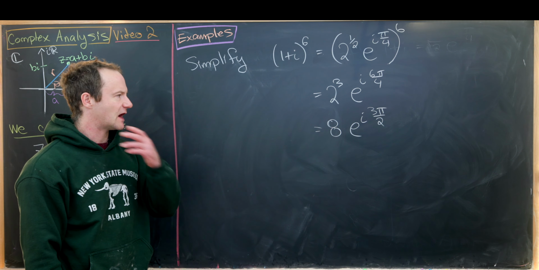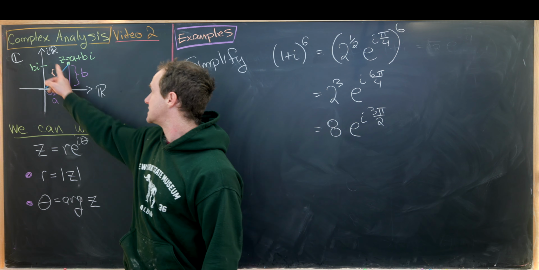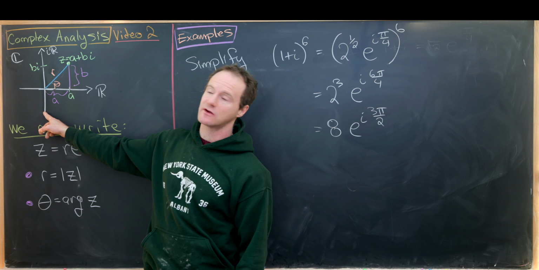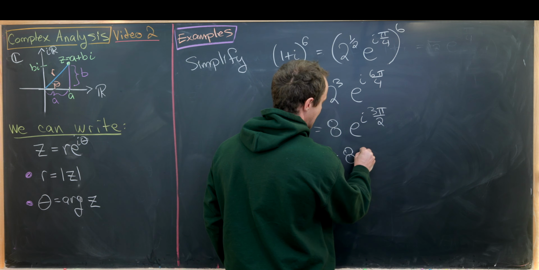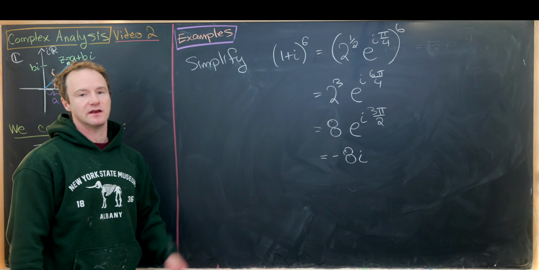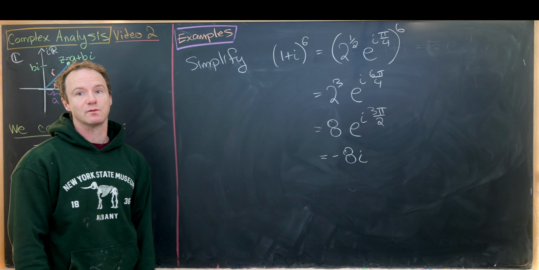Okay, but what does 3 pi over 2 give us? That's going to give us minus i. So notice here's pi over 2, here's pi. 3 pi over 2 is down here, the negative imaginary axis. So this ends up being minus 8i. If you wanted to plug that into sines and cosines, that would be another way to do this. Okay, one more assorted example and then some warm-up problems.